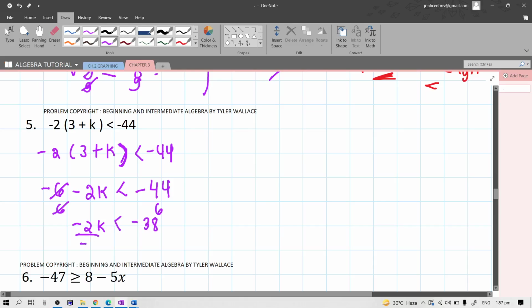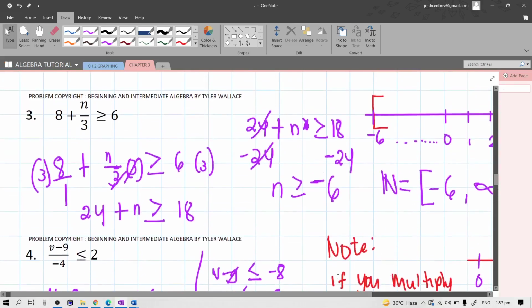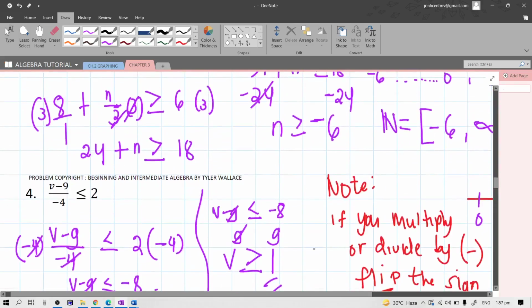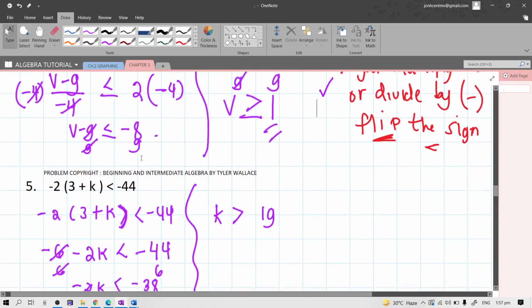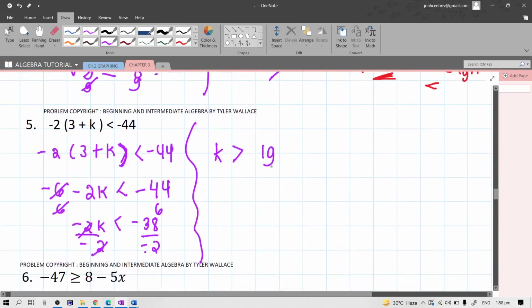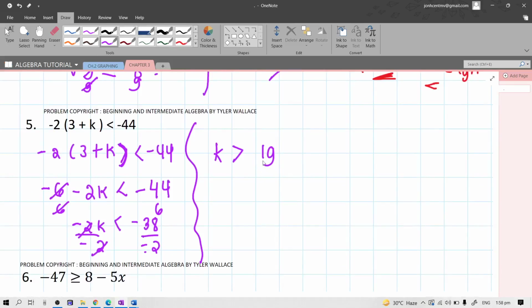Divide mo both sides by negative 2 and you will get k is greater than 19. Bakit? Dinivide mo siya sa negative. Remember this rule. If you multiply or divide by negative, flip the sign. Okay? Kaya siya naging k is greater than 19. So, graph na natin yan.